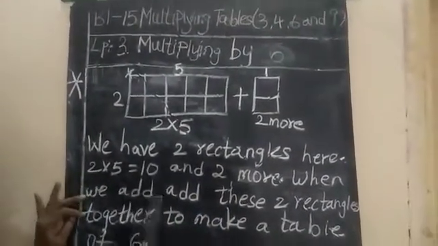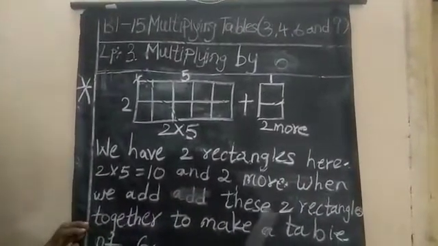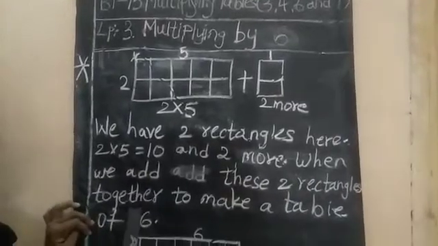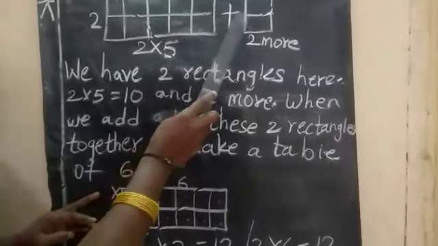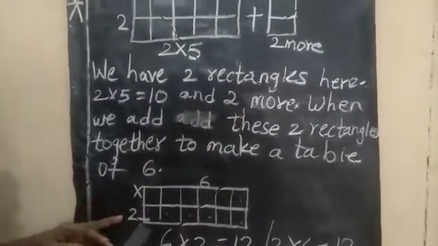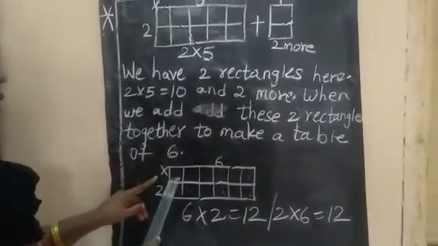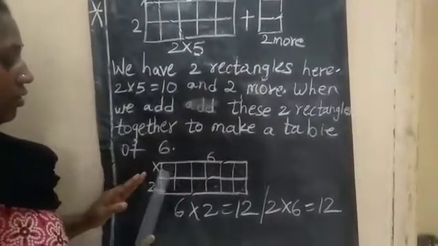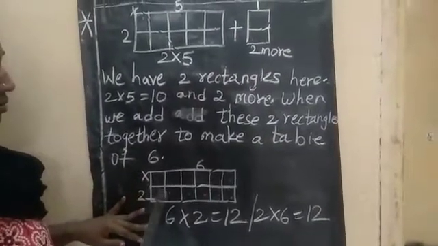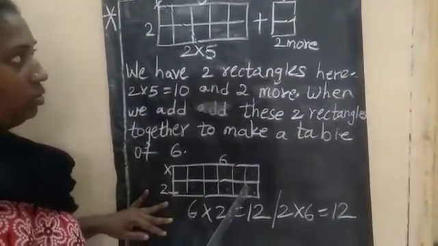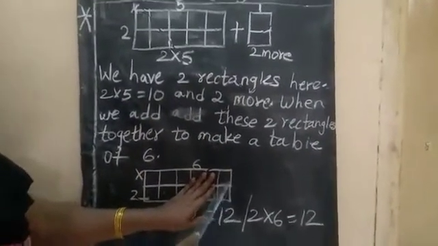When we add, here 2 times have come, children, no problem. When we add these two rectangles together to make a table of 6, we are adding 2 more. So here we have drawn the picture. How many are there, children? I have drawn fully. 1, 2, 3, 4, 5, 6, 7, 8, 9, 10, 11, 12. So 2 more I have joined here. 2 more I have drawn a rectangle here.